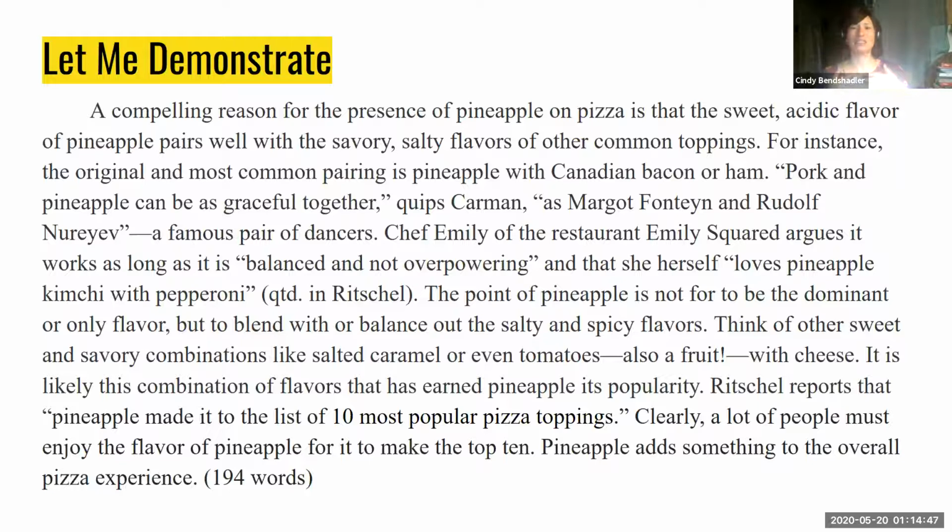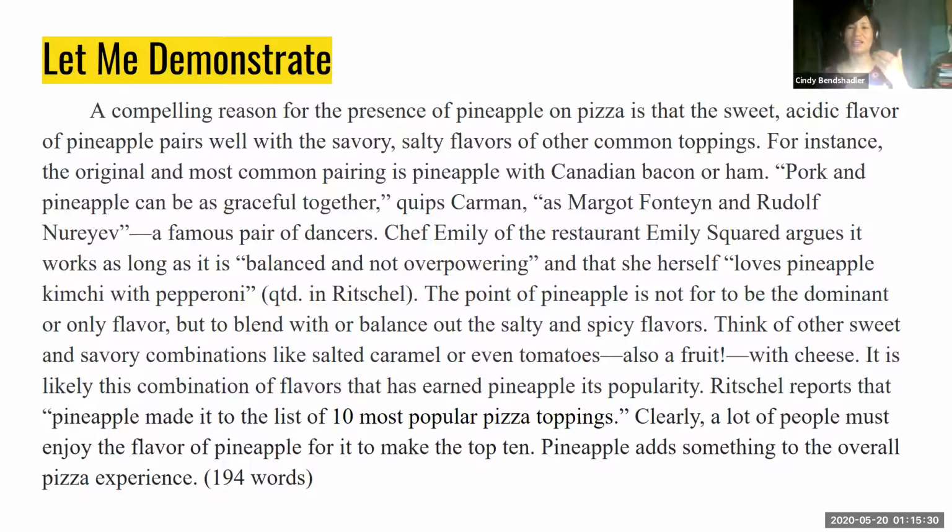And now I'm going to use textual evidence from research that I actually did on this topic. "Pork and pineapple can be as graceful together," end quote, now I'm going to say, quips Carmen, and now I'm going to begin the quote again, "as Margot Fonteyn and Rudolf Nureyev," I hope I'm pronouncing that right, end quote, "a famous pair of dancers." So you see the quotation marks, right? You got to make sure you're not plagiarizing, right? So this comes from an article written by somebody named Carmen, right? And obviously supporting pork and pineapple as a pairing.